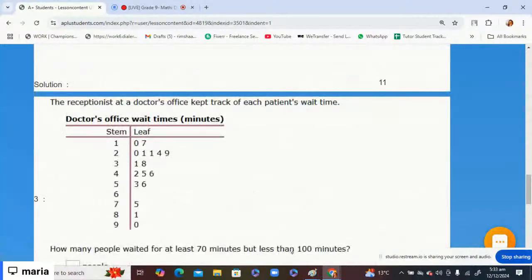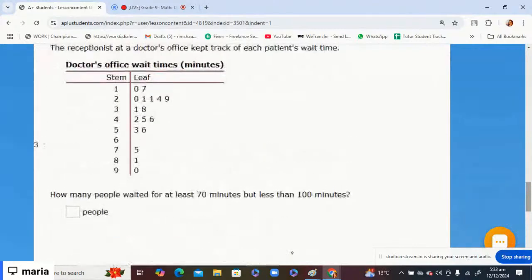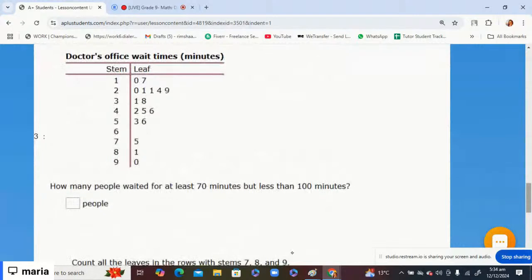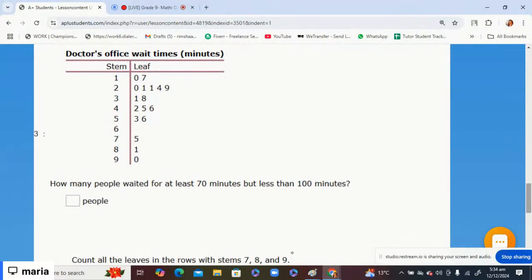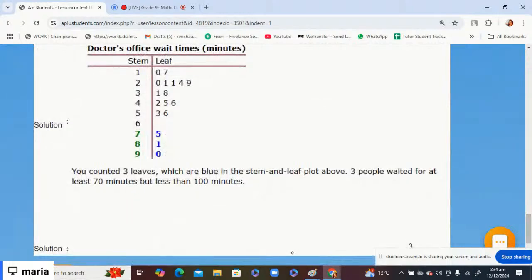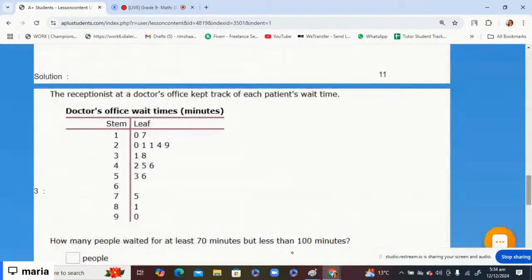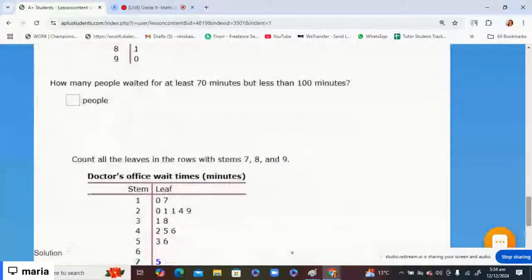The receptionist at a doctor's office kept track of each patient's wait time. The stem-and-leaf plot is given. How many people waited for at least 70 minutes but less than 100 minutes? For 70 minutes we are using the 7. Here it's 75, but it's less than 100. They are saying less than 100 and at least 70, so it means greater than or equal to 70. For the 7 it's only 1, for the 8 it's 1, for the 9 it's 1. So 1, 2, 3 patients, because it's not 100, so we count the 90s also. So this is 3.